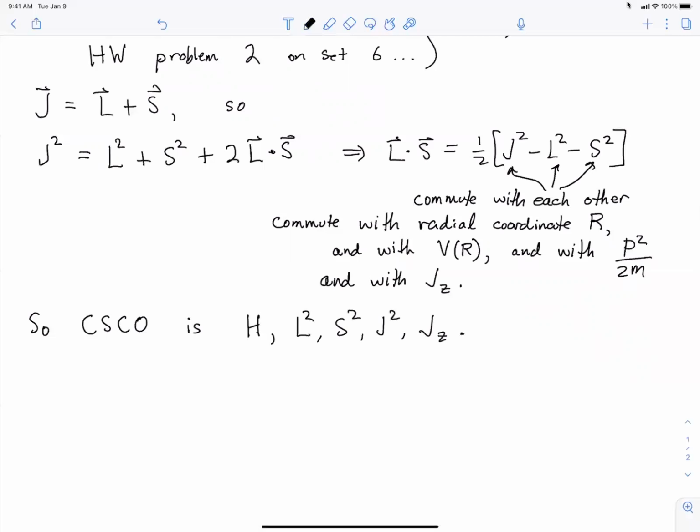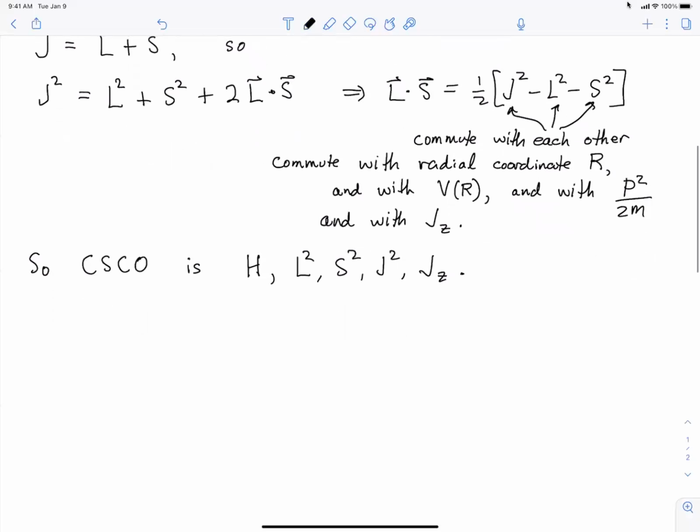Notice I can't throw in L sub z, because L sub z will not commute, then I won't have a complete set of commuting observables. And so this is a complete set of commuting observables, and therefore an orthobasis, a natural orthobasis associated with this will be my radial quantum number corresponding to the Hamiltonian, L, S, J, and M sub J.